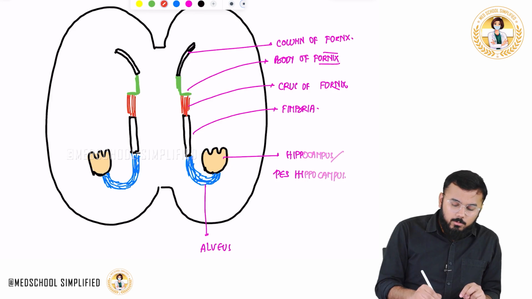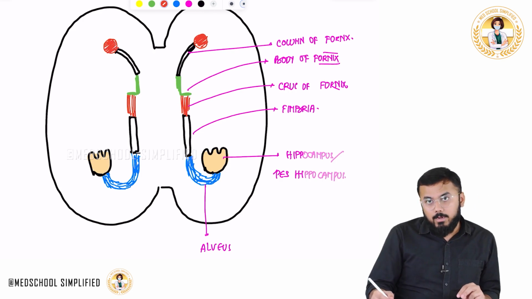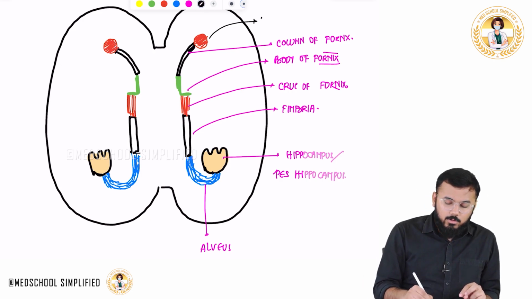Attached to the column of the fornix, this particular body which you can see here is called your mammillary body. Now you understood where your mammillary body is located. So here you have your mammillary body.